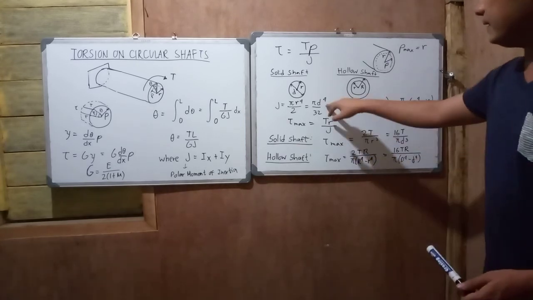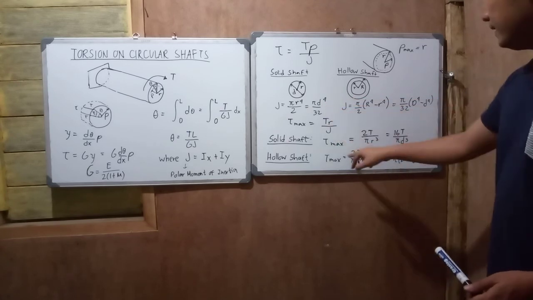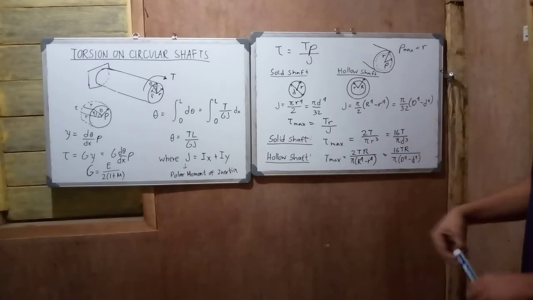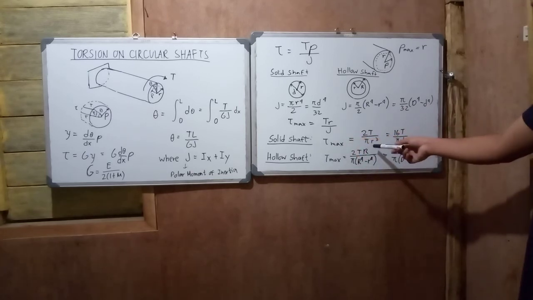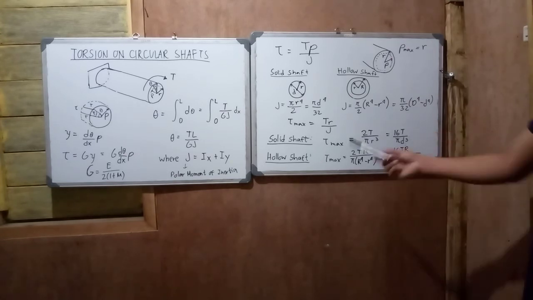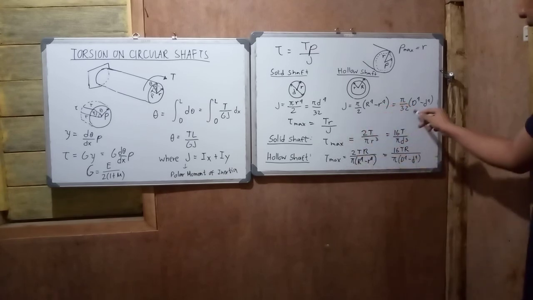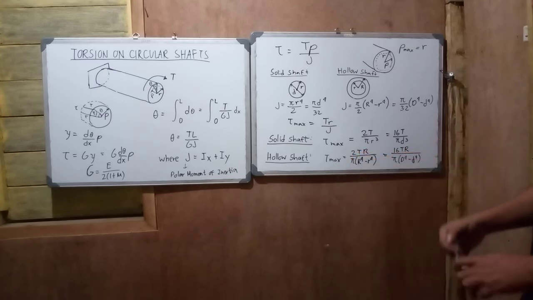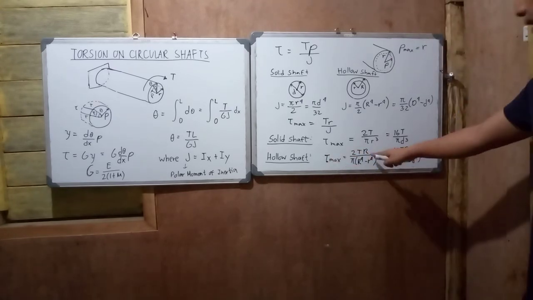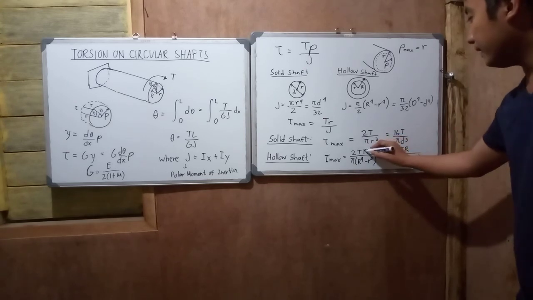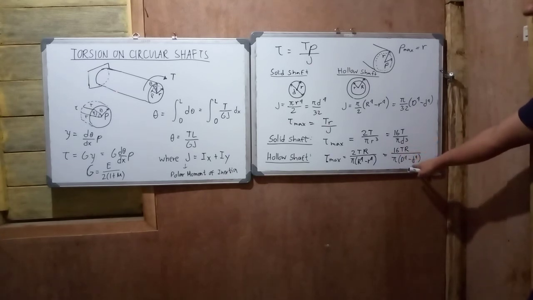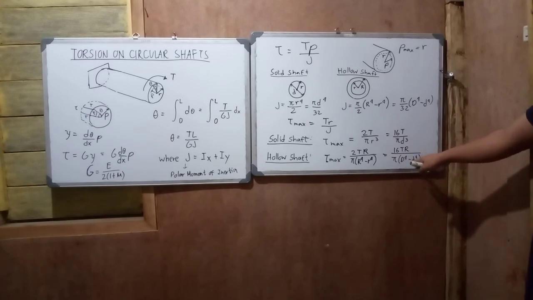So, when we substitute these values for J, we get another formula for tau max, the maximum shear stress, which is equivalent to 2T over pi r cubed, or 16T over pi d cubed, for a solid shaft. For a hollow shaft, you substitute this one, so you will get this: tau max, the maximum shearing stress, is equivalent to 2TR over pi times big R to the fourth minus small r to the fourth, which is equivalent to 16TD over pi times big D to the fourth minus small d to the fourth.